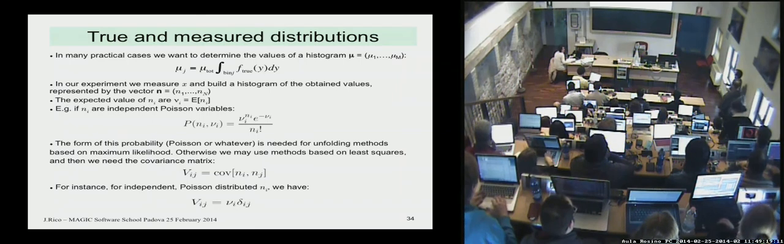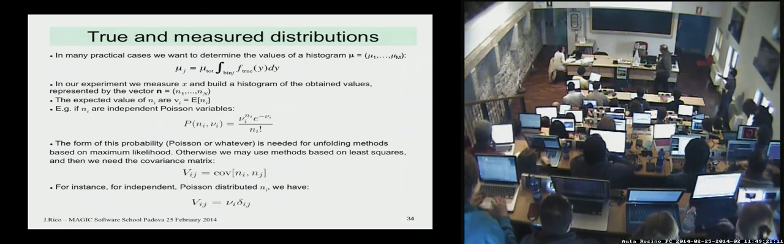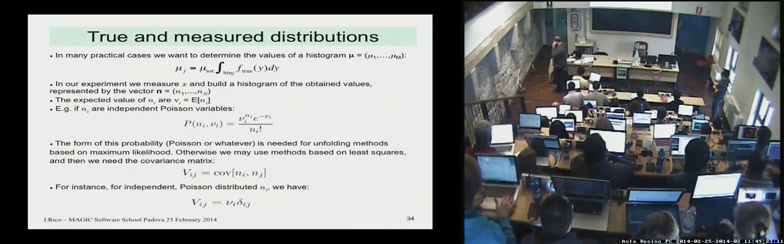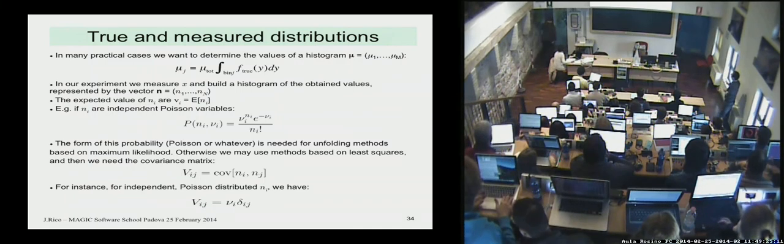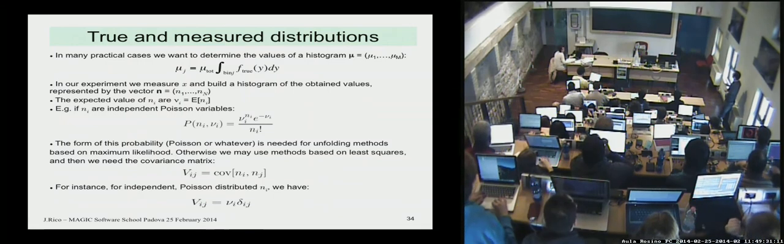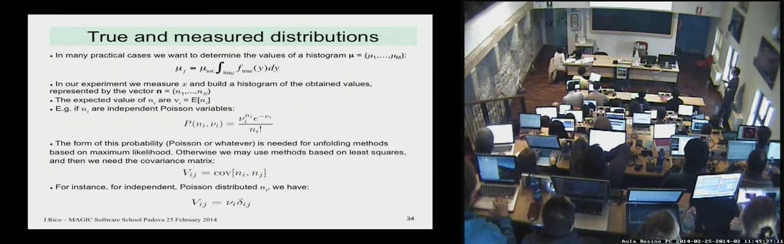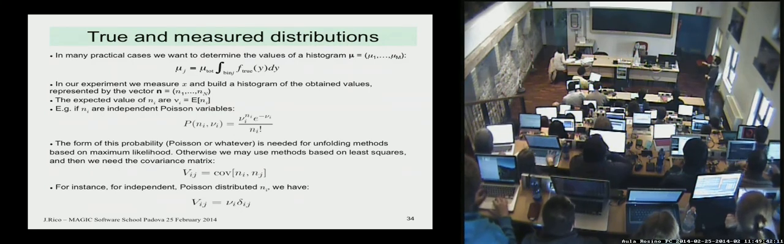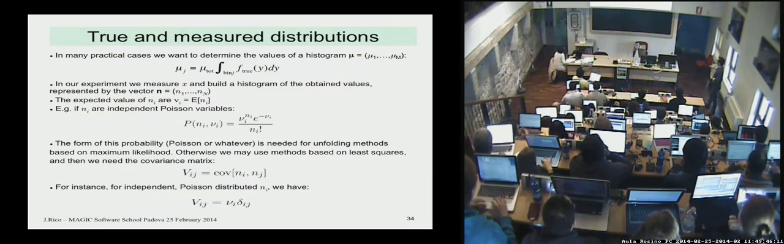In any case, it's important to know the shape of this probability or likelihood in order to apply unfolding methods based on maximum likelihood, or you can also use least squares, and then what you will be using is the covariance matrix. Providing one or the other is in many aspects equivalent. For instance, for independent Poisson distributed variables, the same case as here, this is the covariance matrix.